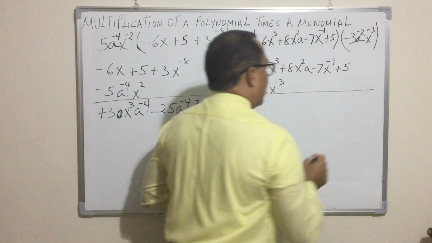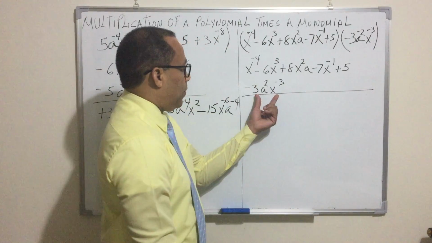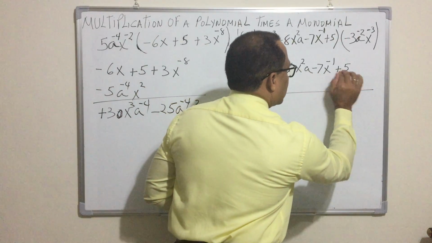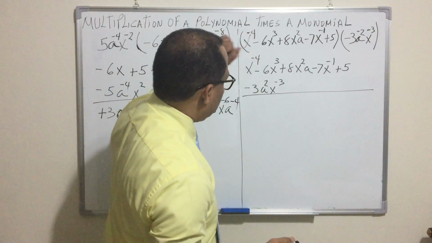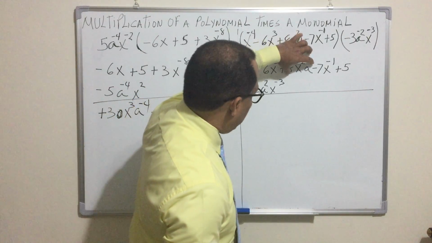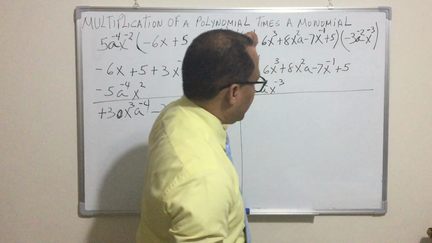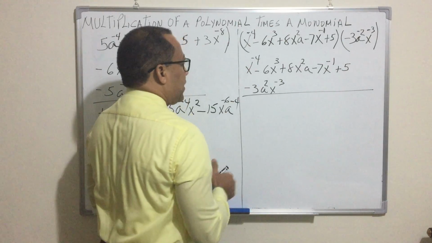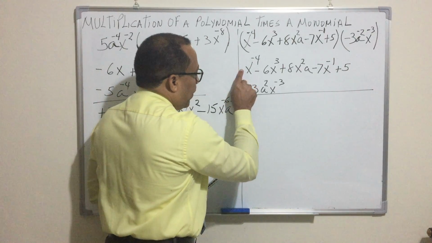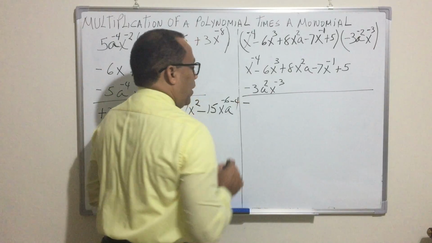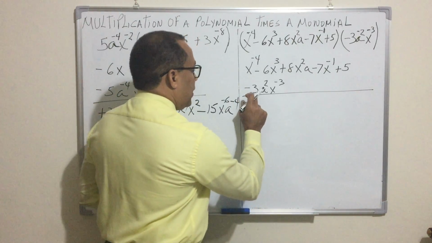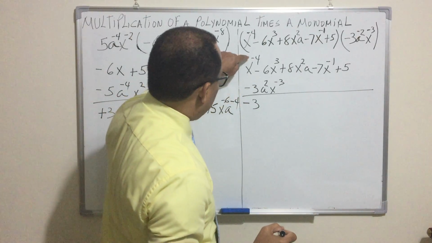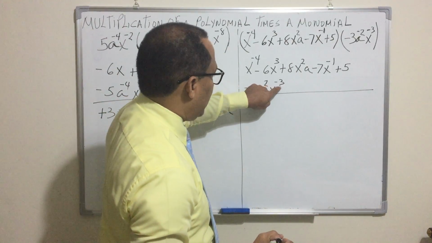And I'm going to multiply the monomial times each one of the terms in the polynomial. One term, two terms, three terms, four terms, five terms. I'm multiplying, first multiply the signs. Negative times positive equals negative. Multiply the coefficients. 3 times 1 equals 3. And then I have x to the negative 4, I have x to the negative 3.